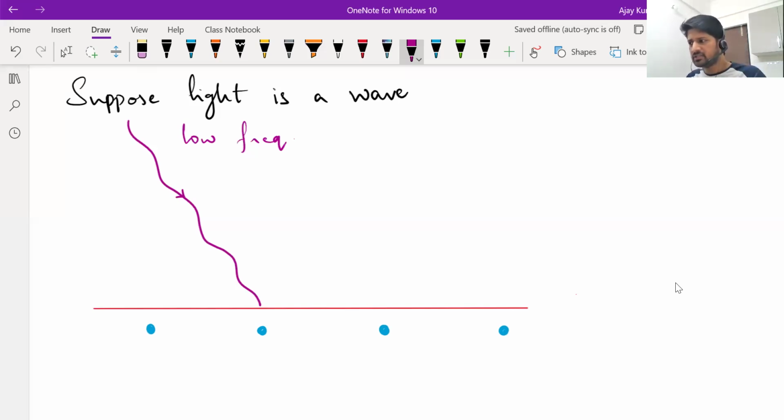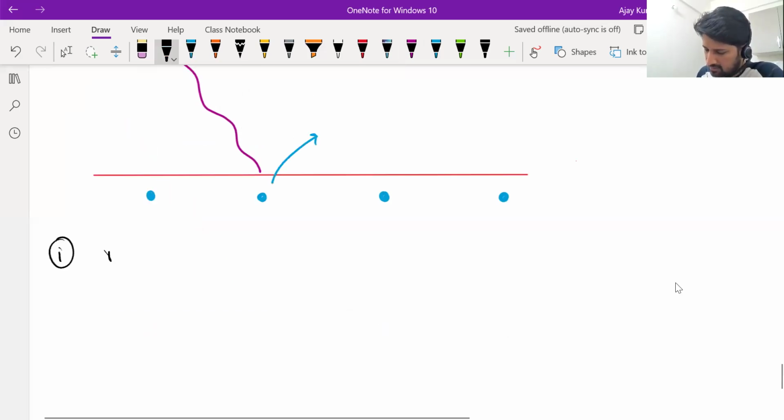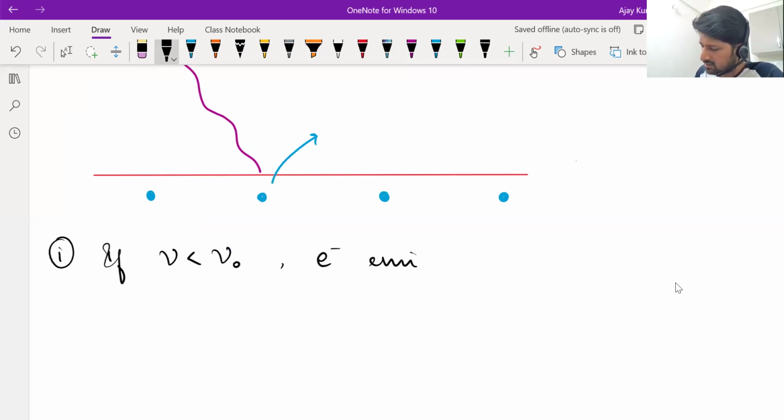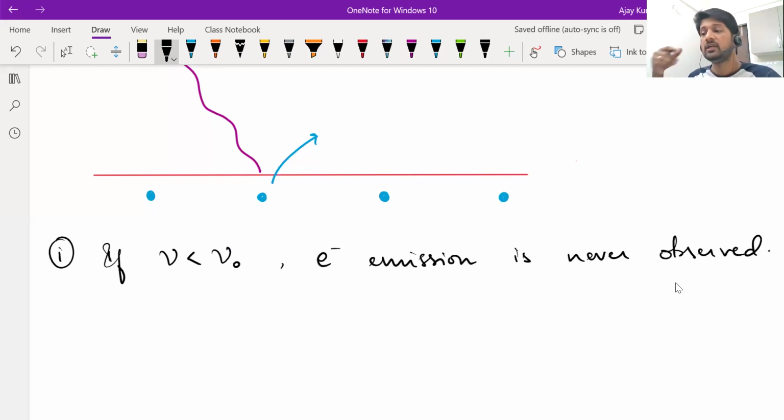So even if the frequency is below the threshold frequency, if the radiation is incident for a longer amount of time, we can expect the electron to attain sufficient energy and leave the metal surface. But this was never found to happen. If frequency is less than the threshold frequency, electron emission is never observed from that particular metal, irrespective of how much time you allow the radiation to be incident.